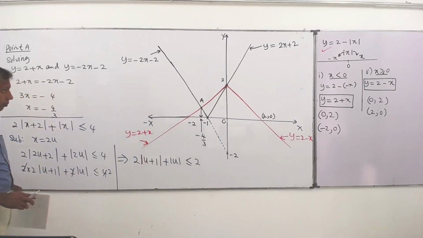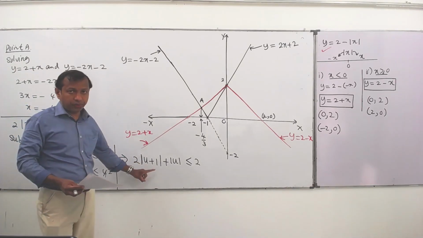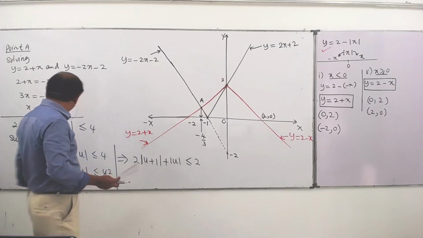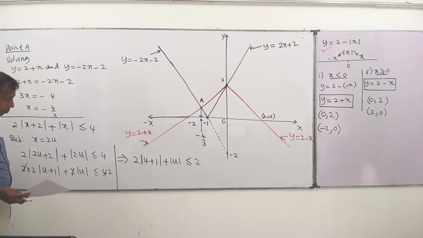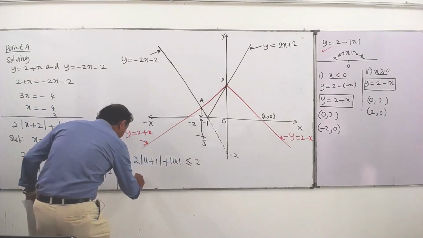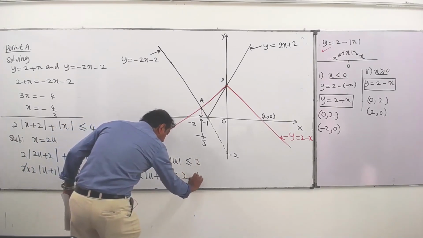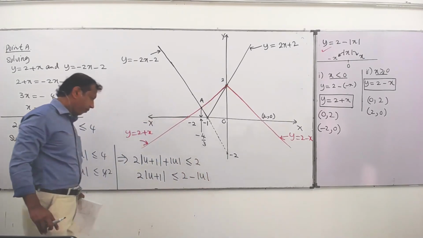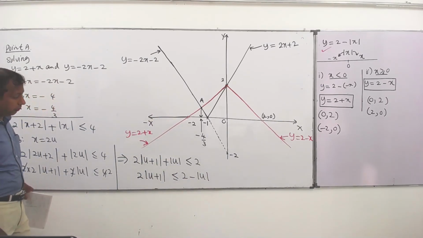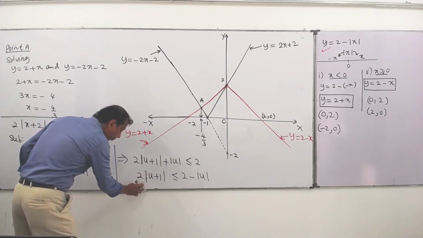Okay. Then the given inequality to solve, we can convert to this way by using the substitution x equals 2u. Now people, I can take this mod u to the right hand side. Then we get something like this. Okay.